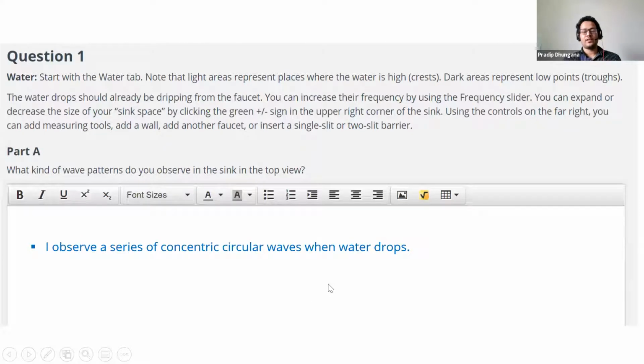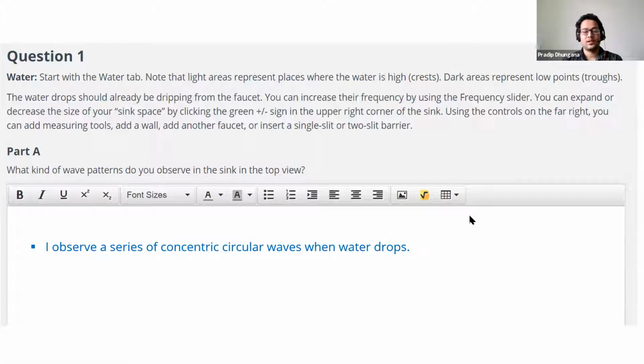So we observe a series of concentric circular waves. We can see the waves went like that, like that. So we see a series of concentric circular waves when water drops. Okay, so that is the answer. Yep, that's the correct answer.